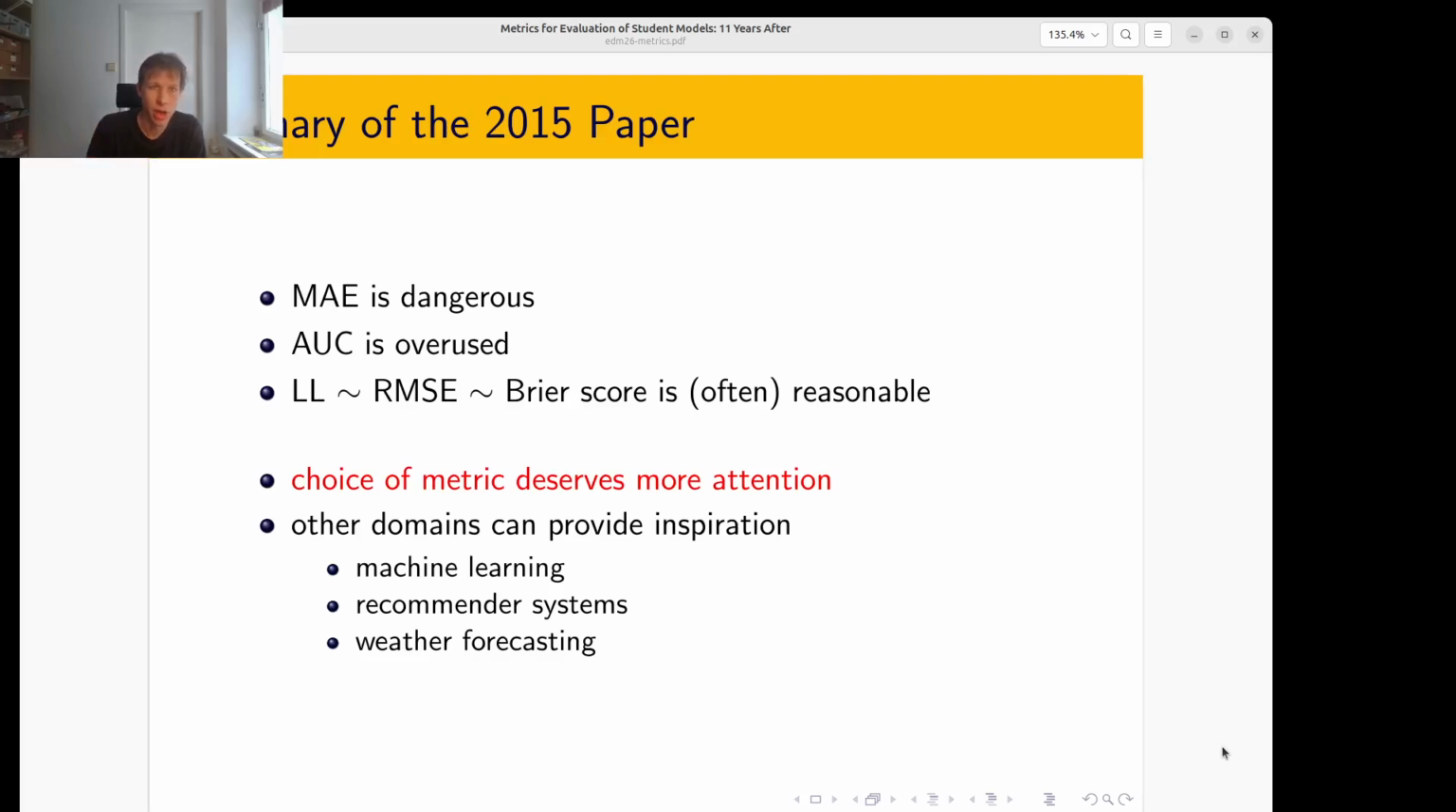To conclude, I will just repeat the summary of the 2015 paper, which I believe is still relevant. I still stand behind my recommendations not to use the area under the curve that much, to rather prefer the root mean square error, and preferably to think more carefully about what is appropriate for a particular situation. And I definitely stand behind the general point that the choice of metrics deserves more attention, which is still valid even in 2026, or more generally that the evaluation methodology deserves more attention.